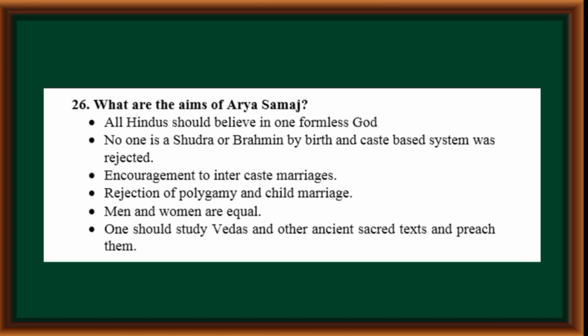What are the aims of Arya Samaj? All Hindus should believe in one formless God. No one is Shudra or Brahmin by birth, and caste-based system was rejected. Encouragement to intercaste marriages, rejection of polygamy and child marriage. Men and women are equal. One should study Vedas and other ancient sacred texts and preach them.